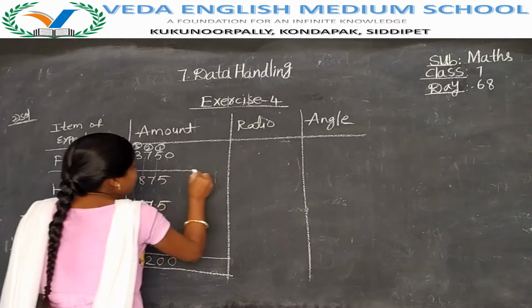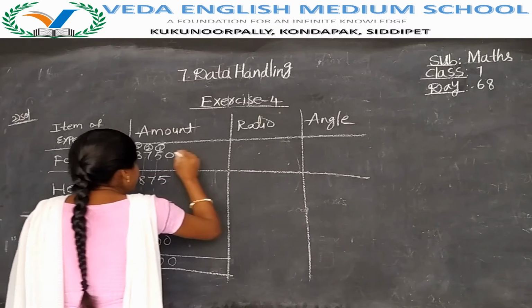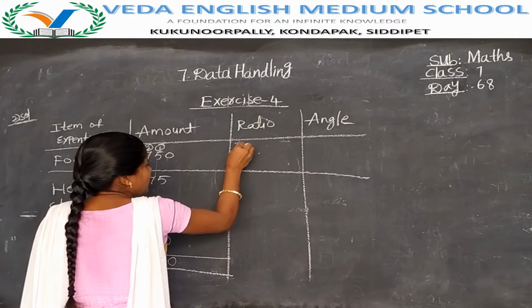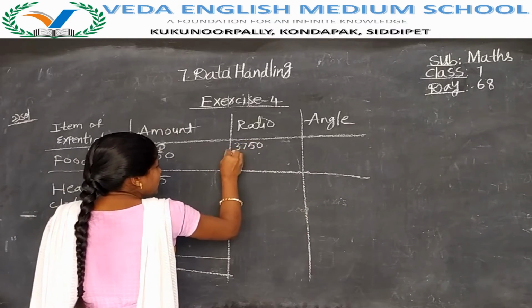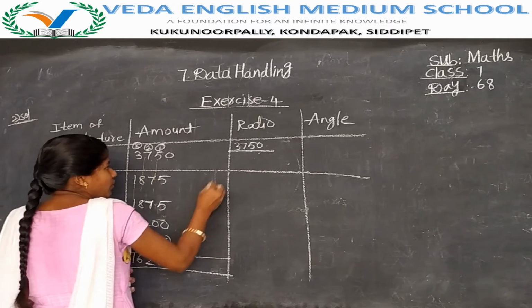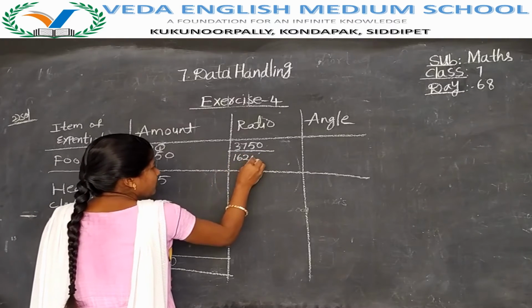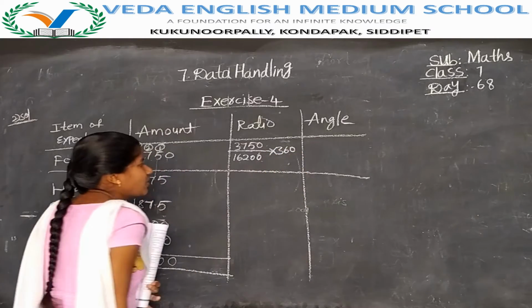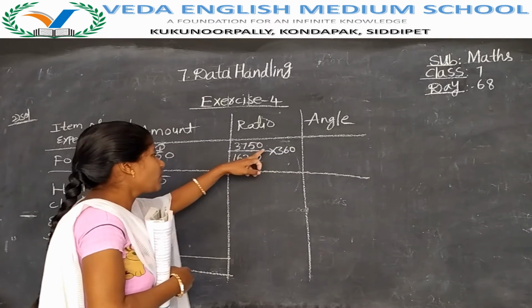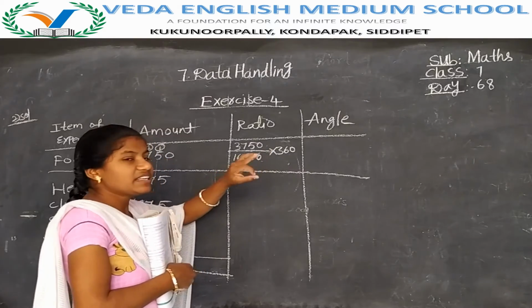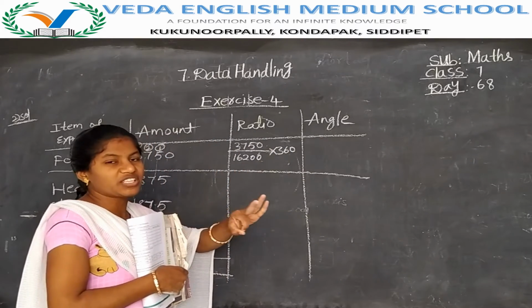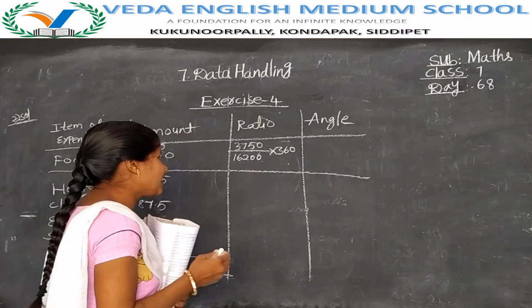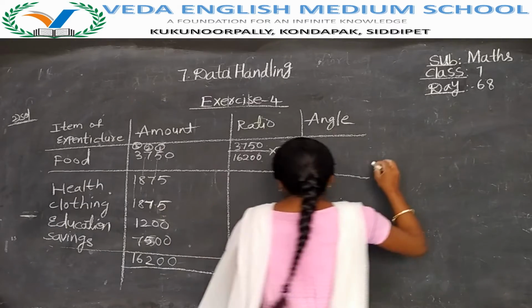Then for each and every one we have to find the ratio. To find the ratio, what do we have to do? 3,750 by the sum of the amounts, the total amount we got, 16,200, into 360. Why do we have to take 360? Because we are drawing this pie chart in a circle, and in a circle we have a total of 360 degrees. So that's why we take 360.